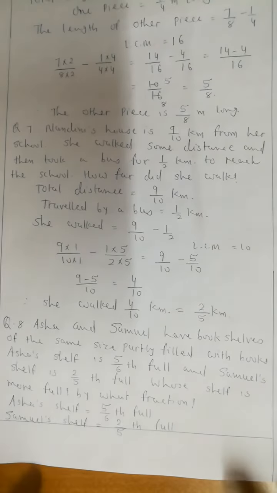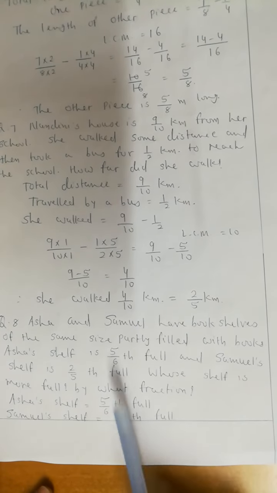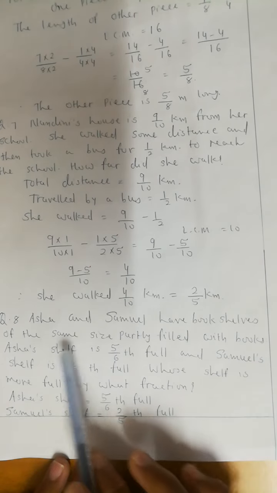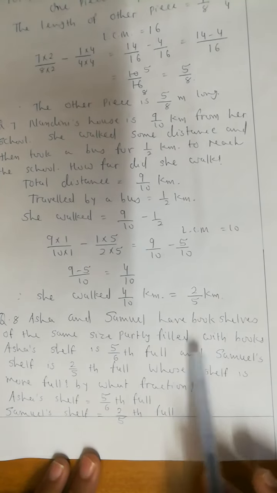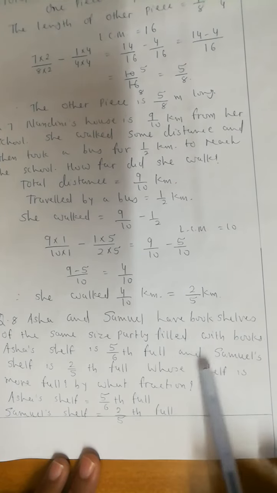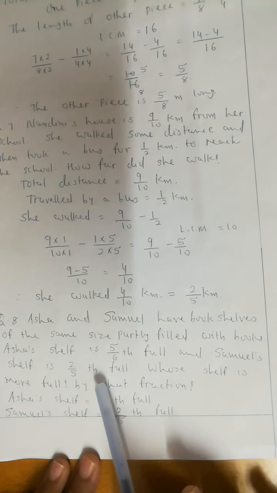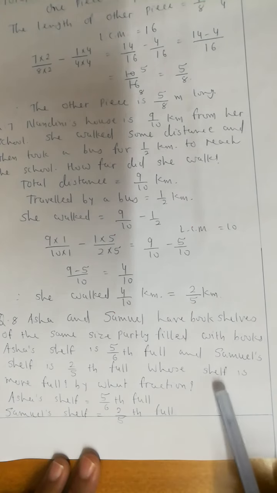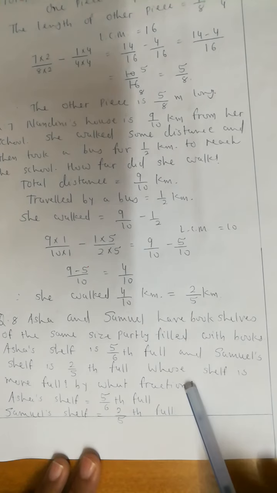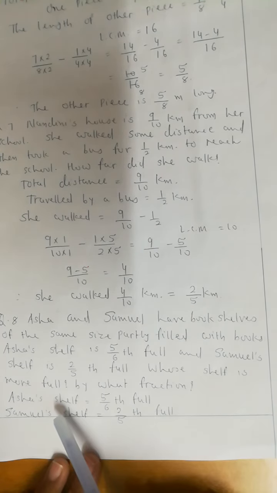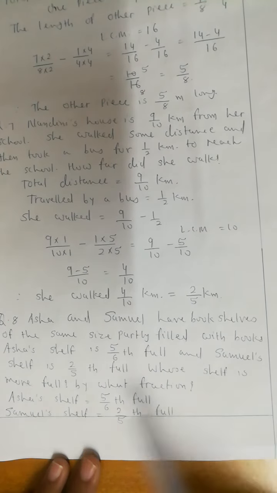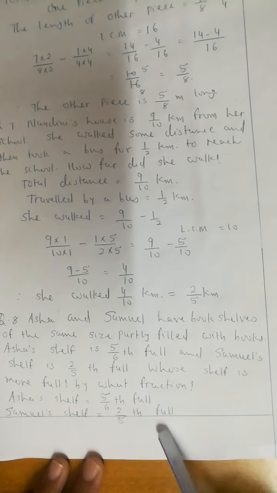Now question number 8. Asha and Samuel have bookshelves of the same size, partly filled with books. Asha's shelf is 5 upon 6th full and Samuel's shelf is 2 upon 5th full. Whose shelf is more full? By what fraction?